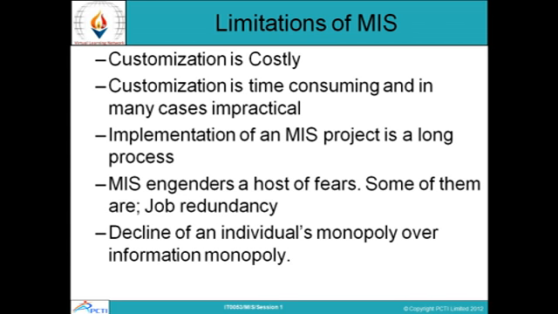Implementation of an MIS project is a long process. MIS engenders a host of fears. Some of them are job redundancy. Yes, it is one of the most important factors. Job redundancy is a limitation of MIS. Decline of an individual's monopoly over information. जिसके पास डेटा होता है उसी की मोनोपली होती थी पहले, लेकिन MIS के आने की वजह से there is a sharing of data, so there is a decline of individual's monopoly over information.